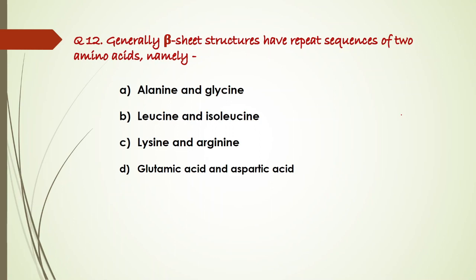Generally, beta sheet structures have a repeat sequence of two amino acids, and which are they? So beta sheets regularly have two kinds of amino acids. Which are the amino acids in the following options? This is also taken straight from the lecture material. Which are the amino acids that you frequently find in case of beta sheets?